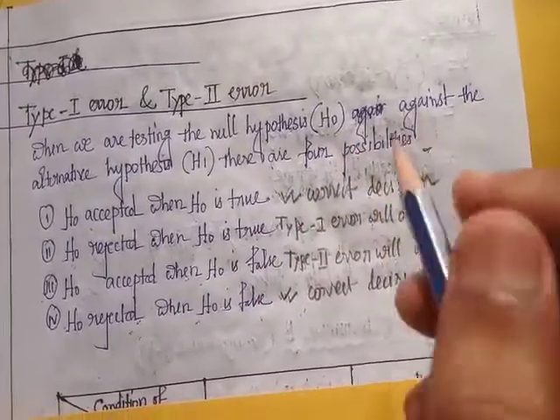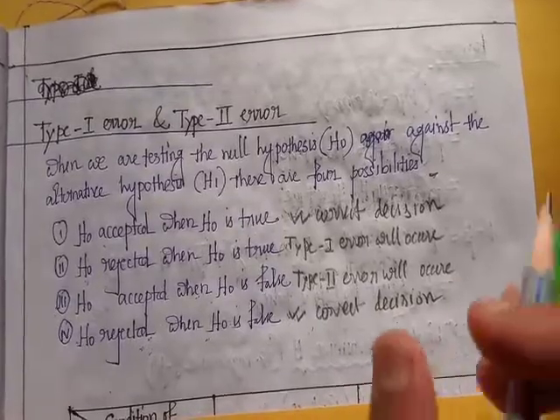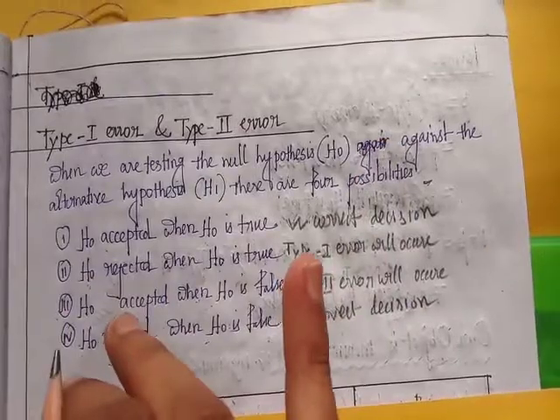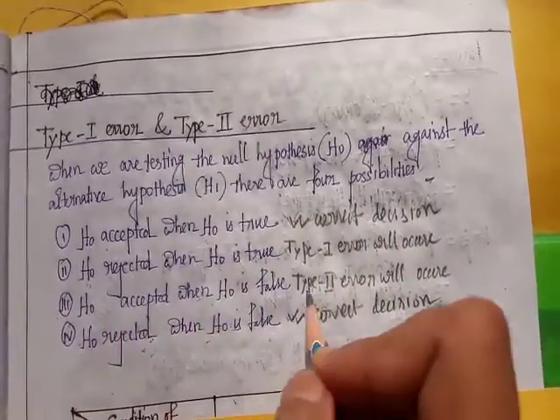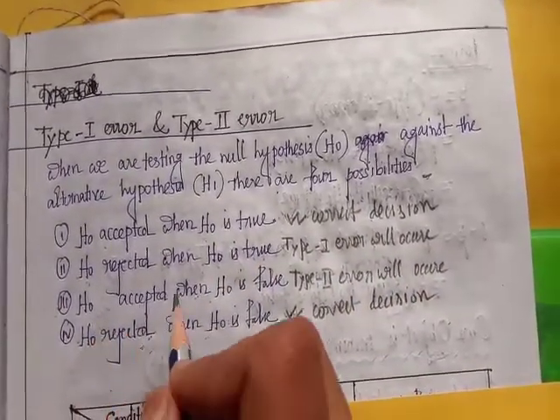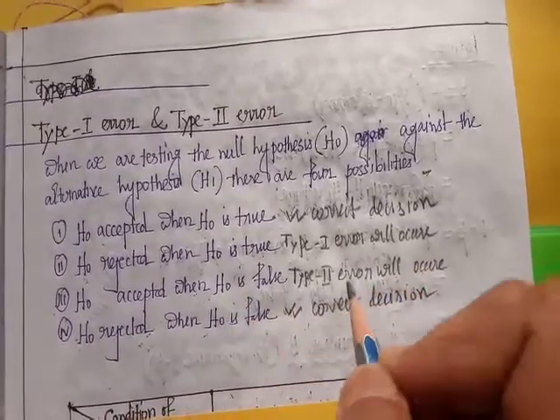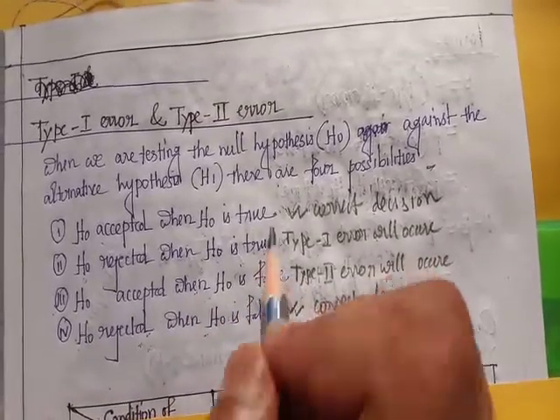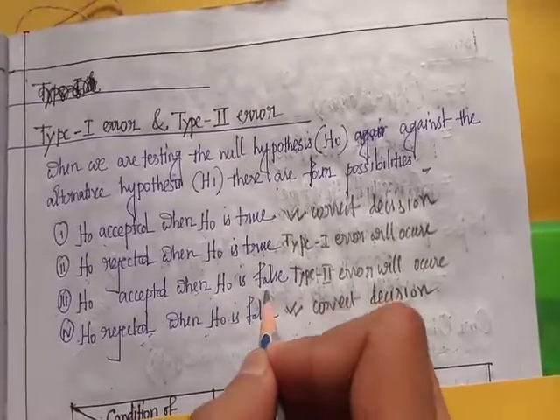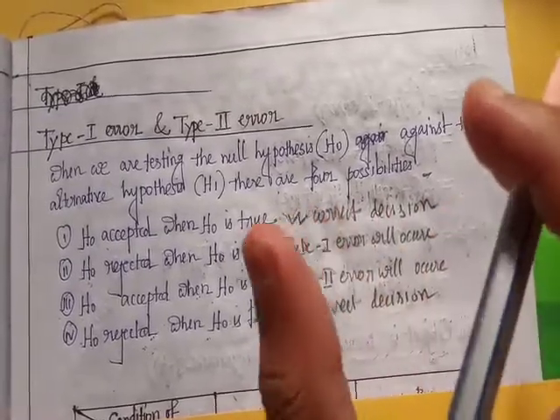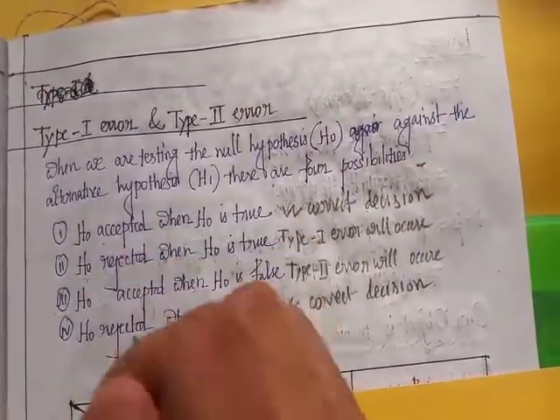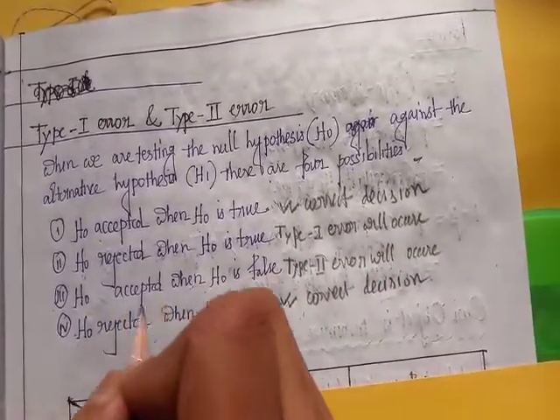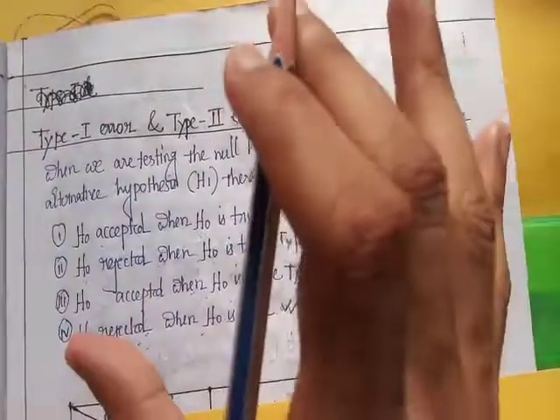And type 2 error will occur when we accept a false null hypothesis. So type 2 error will occur when H0 is accepted when H0 is false, that is, when we accept a false null hypothesis since H0 is false. So type 1 error will occur when we reject a true null hypothesis, and type 2 error will occur when we accept a false null hypothesis. Clear?